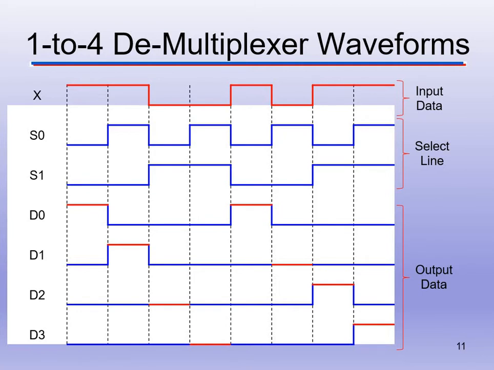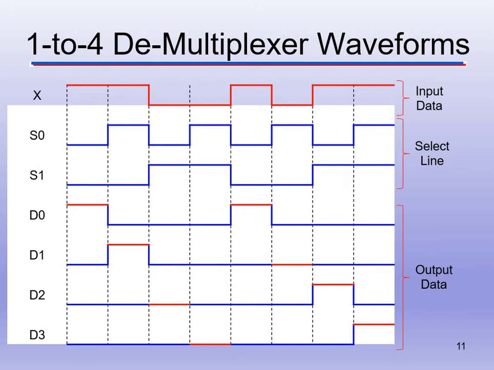And then as S goes to 1,0, what happens? D0 goes down, D1 goes high, D2 and D3 are still low. Then look at the next signal. I'm looking at S0 and S1, and we're at the third column in. So S0 is 0 and S1 is 1. What happens there? D0 is still 0, D1 goes to 0, sorry, and D2 stays 0. Why? What's happening there? X, the input data, is 0.